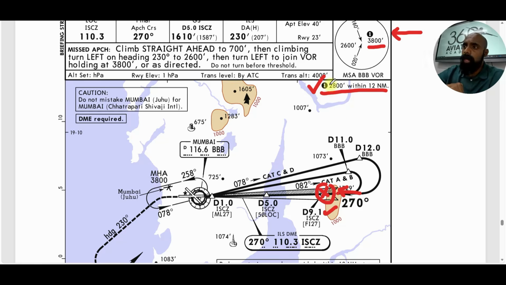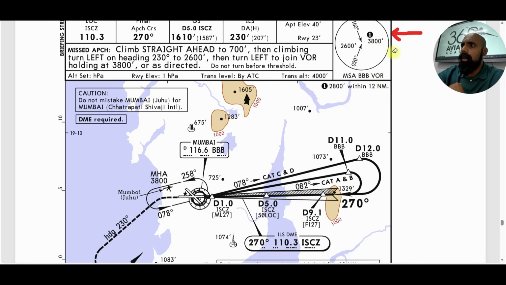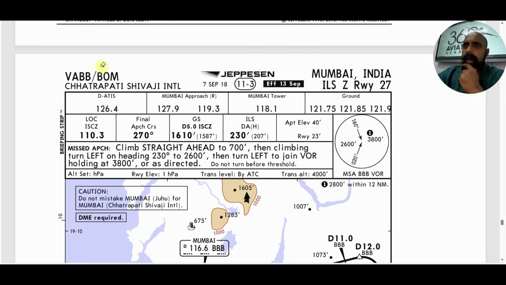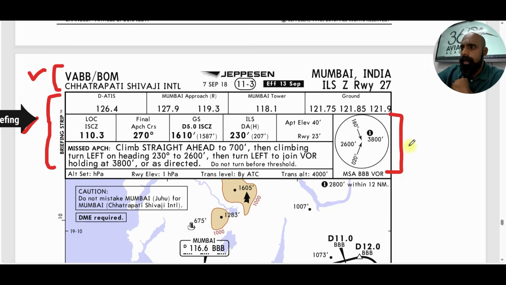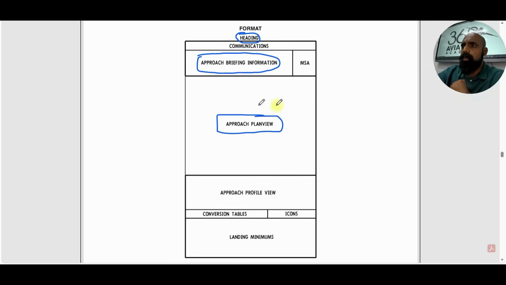So that's what that information here indicates, right? Let's move on now. We have now finished the first two segments, that is your heading of the chart. We have finished the heading. We have also finished the briefing information over here, right? And of course we have talked about the MSA in great detail over here, along with this strip over here, right? So that's what we are talking about, this and this. Now let's move on to the approach or the plan view.